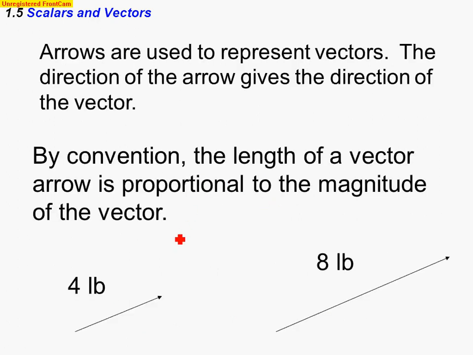Okay, so we represent vectors using arrows. That's convenient because we can easily show the direction with the arrow, and we can represent the size of the vector quantity by the length of the arrow. So when you're drawing a vector to represent a quantity, the size should be proportionate to the magnitude of the vector. So here we have a force of 4 pounds, and in the same direction a force of 8 pounds. So since this one is twice as big, our representative arrow is twice as long.